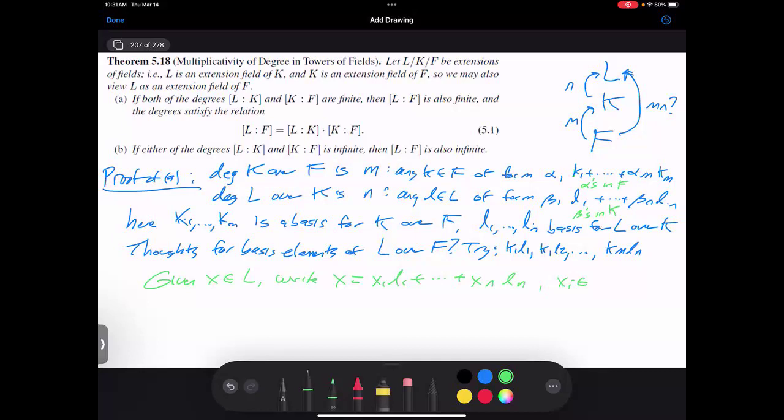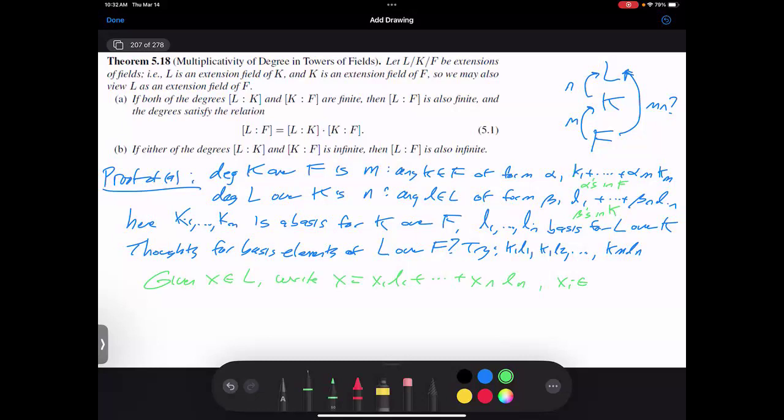The L's are a basis for L over what field? Nope, they're not a basis over F. Well, what are the L's the basis of? The L's are the basis of L over K. So we have a basis of L over K. So that means I can write anything in L as a combination of these basis elements where the coefficients are in K. So you give me an X, I can write it as a combination of the basis elements.